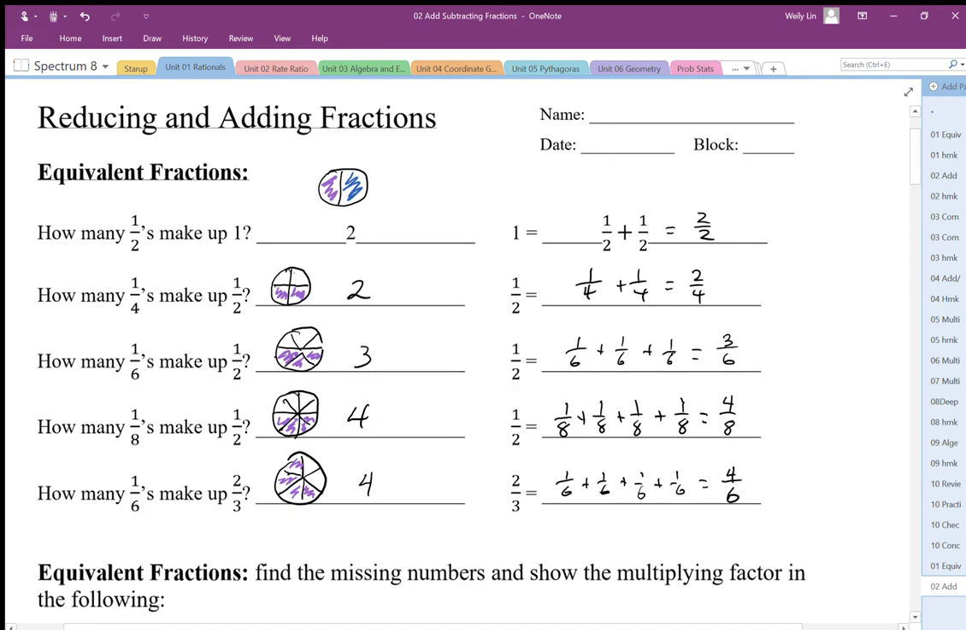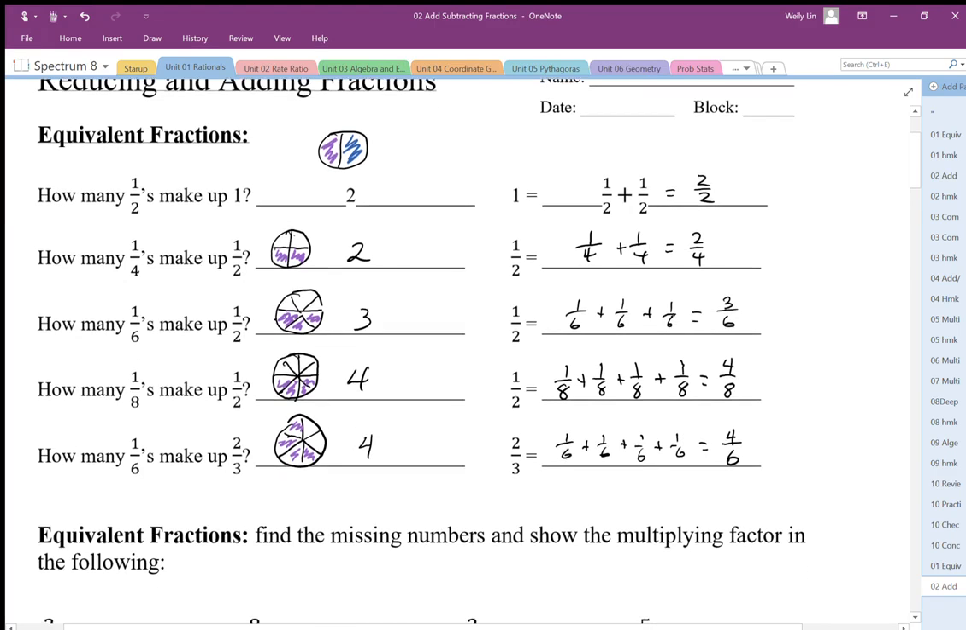Okay, so there's a few ideas in here. One is this idea of equivalent fractions, the proportioning. The other is that here we're actually adding some fractions together. And when we add fractions together, notice that we can count up the numerator, but since the size of the pieces doesn't change when I'm adding them up, the denominator stays the same.